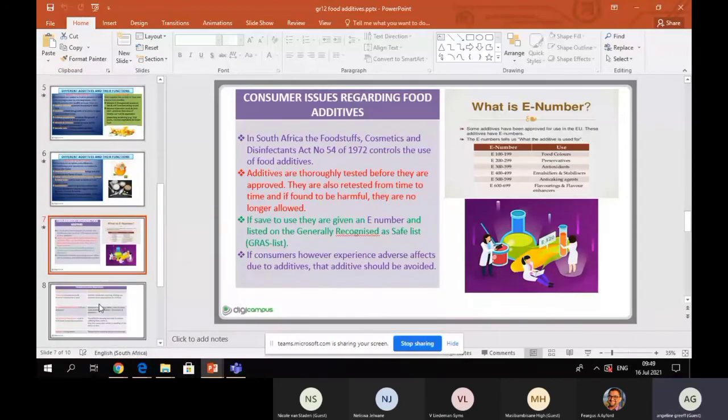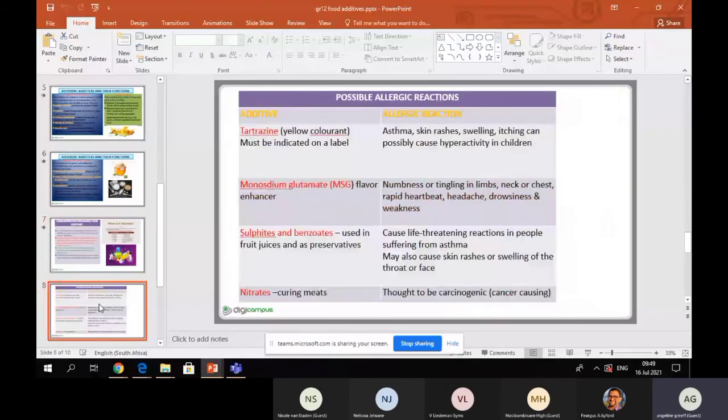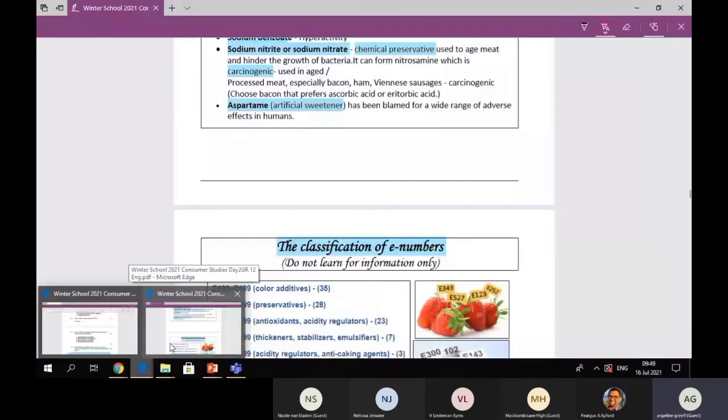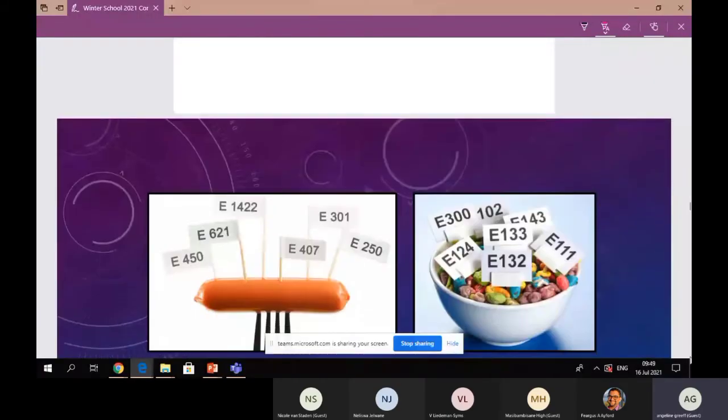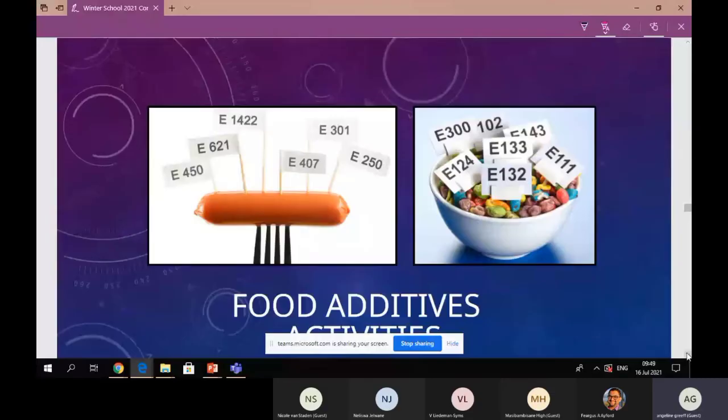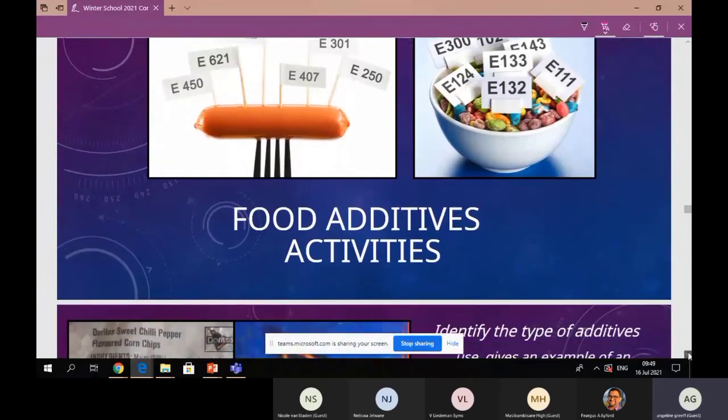I have spoken about those. Then, I'm going to go back to your notes. Okay, so E numbers is just an indication. Those are the numbers used to indicate the additive and the category of the additive, and that it has been deemed safe to use.